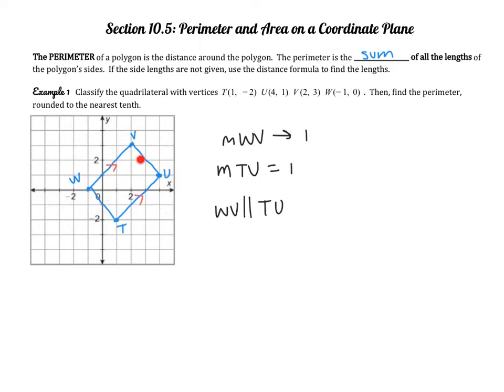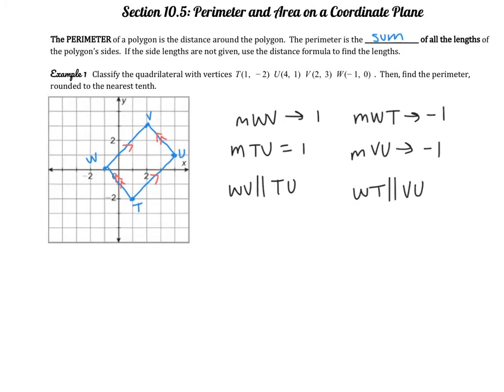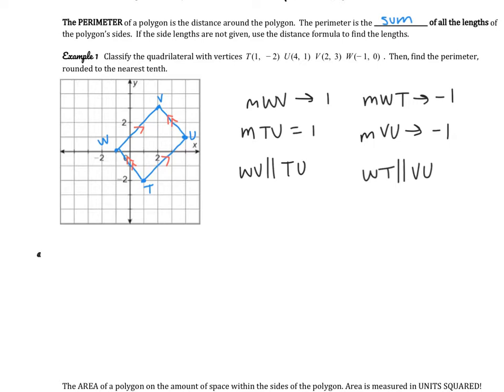Now let's check the slopes of our other pair. So the slope of WT is down 1 over 1, so it's -1. The slope of VU is also -1 if you look at the rise over run. So that means that WT is parallel to VU. So that means that we could classify this. One way we could classify it is a parallelogram.